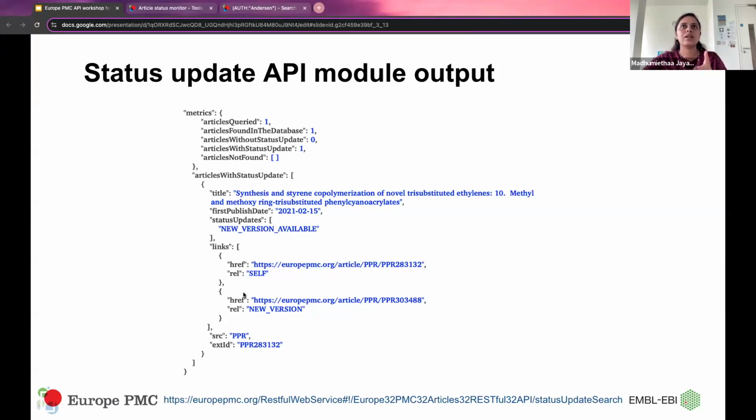Yeah, so this is way more information than the tool that we have seen. So overall, the API gives you a bit more info than the tool. Yeah. So that's about the article status monitor API.